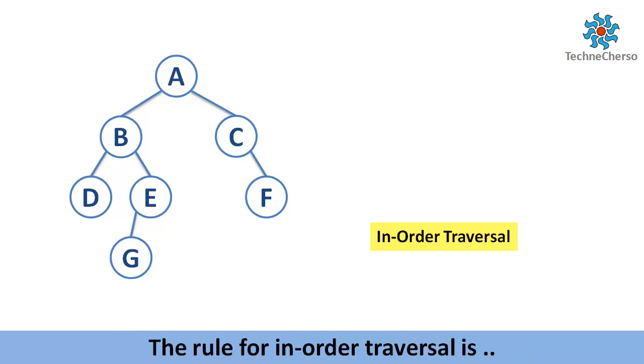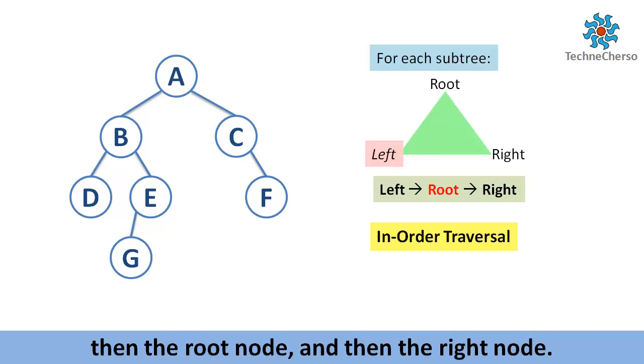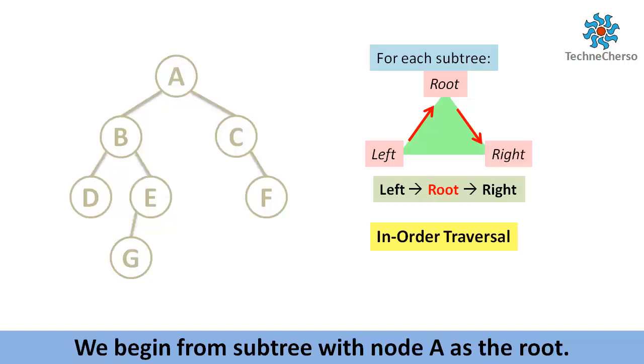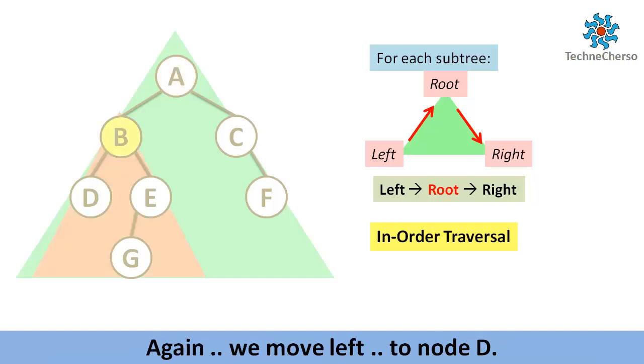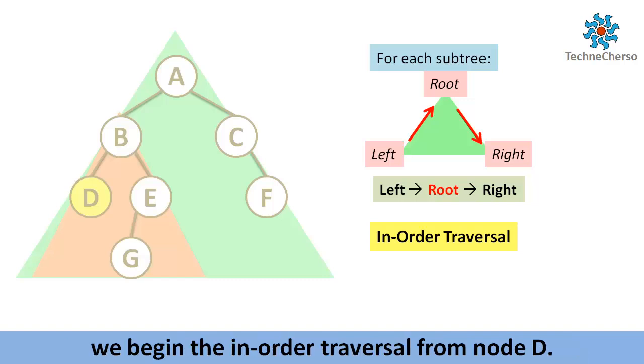The rule for in-order traversal is, for each subtree, first we visit the left node, then the root node, and then the right node. We begin from the subtree with node A as the root. We move left to the subtree where node B is the root. Again, we move left to node D. Because node D is the left node and the leftmost node, we begin the in-order traversal from node D.